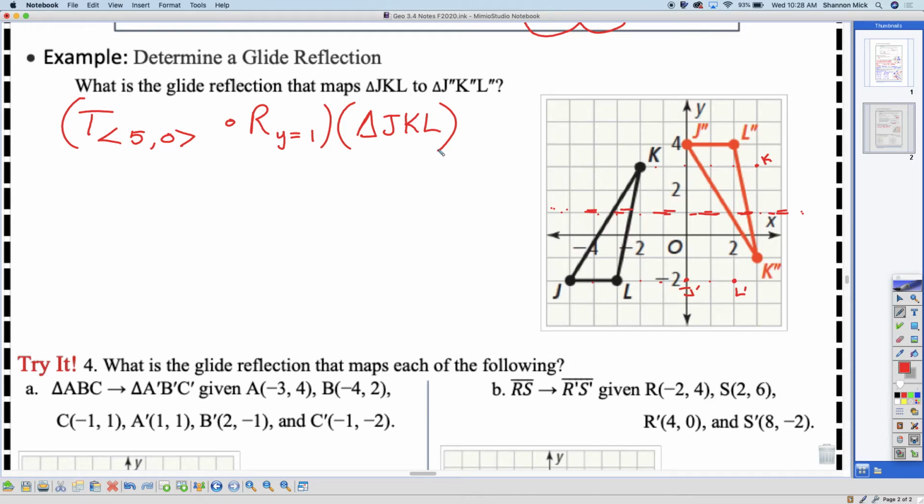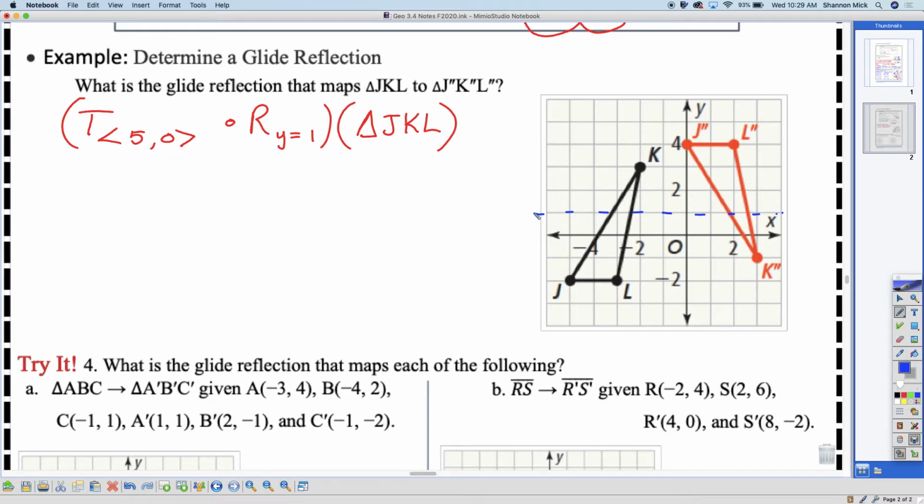Now, how can I check if I'm right? I can do this and make sure it happens, right? So first of all, it tells me I need to reflect everything over y equals 1. So I'm gonna erase everything we did over here, just because there's a lot. How's that sound? Okay. So I'm first gonna do it over y equals 1. So y equals 1 is right here.